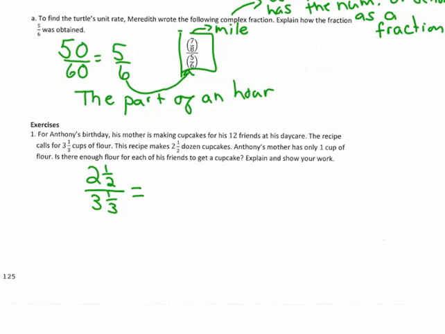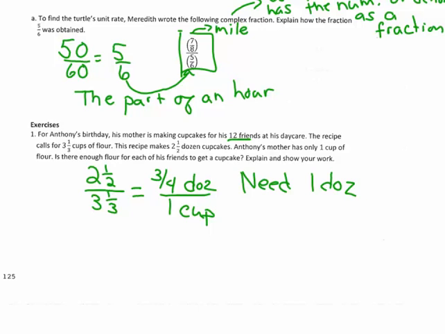So, complex fraction. Again, I can use my ABC button. I could turn them into decimals if I wanted to. But I have 2½ divided by 3 1/3, which means you make 3/4 of a dozen per 1 cup of flour. Well, I need to know how many cupcakes are in 3/4 of a dozen. I know that 12 cupcakes is 1 dozen. They need 1 dozen. So does she have enough? Not enough flour, because she can only make 3/4 of a dozen.